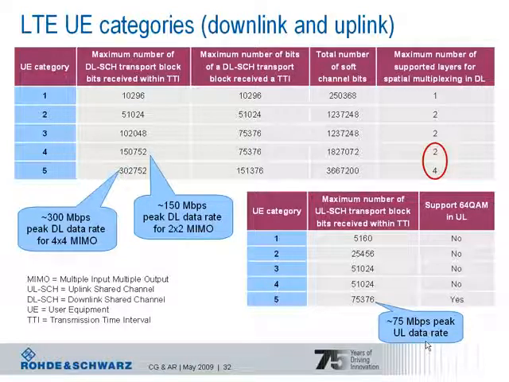The lower table shows the uplink UE categories. Again, there's 5 of them, and again they differ in terms of the maximum number of uplink shared channel transport bits that can be received within a 1 millisecond transmission time interval. And the highest category here supports 75,000 bits corresponding to 75 megabit per second peak uplink data rate. The reason for this is that 64 QAM modulation scheme is optional for the terminals in the uplink, so only the category 5 supports 64 QAM and can therefore support this high data rate value.